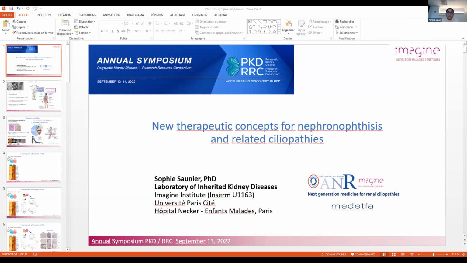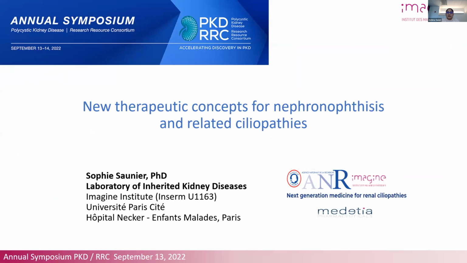Thank you, Max. And with this, I will go ahead and introduce the second speaker of the session, Sophie Saunier. Dr. Saunier heads the lab of hereditary kidney diseases at the Imagine Institute in Paris. Dr. Saunier's long-standing work has been in the field of renal ciliopathies and specifically nephronophthisis, and it has led to identification of several genes underlying nephronophthisis and has also led to successful generation of both cellular and zebrafish and mouse animal models of nephronophthisis. And more recently, and I think what is more exciting is that Dr.